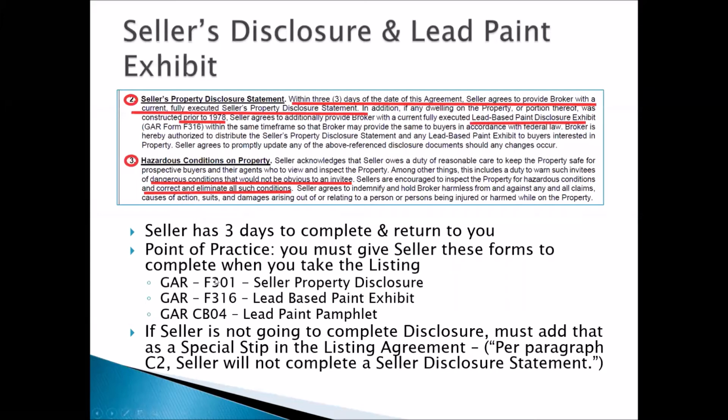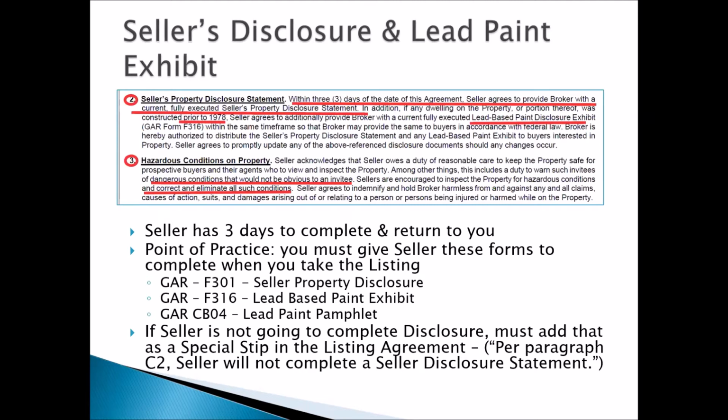So a couple things. You need to make sure to give the seller the lead-based paint exhibit as well, if the property was built prior to 78. You must give the seller those forms to complete when you are actually signing the listing agreement. F301 is the seller's property disclosure statement. 316 is the lead-based paint exhibit, and CB04 is the lead-based paint pamphlet, or you can get that from the EPA website, government website.